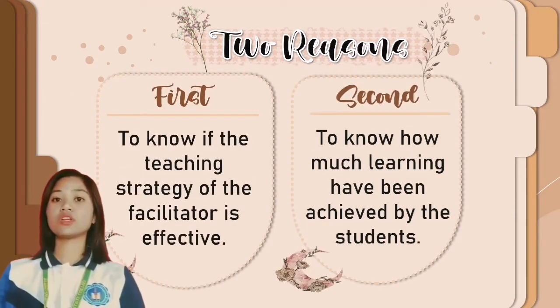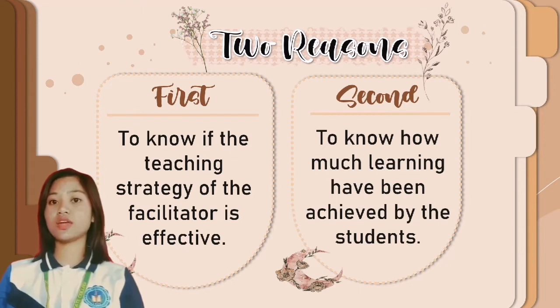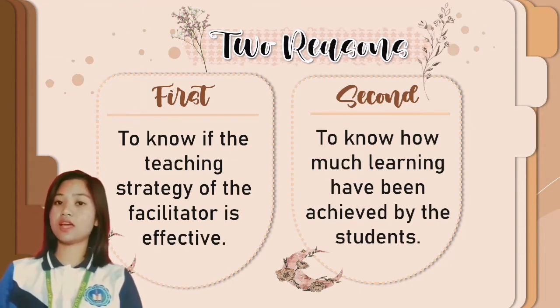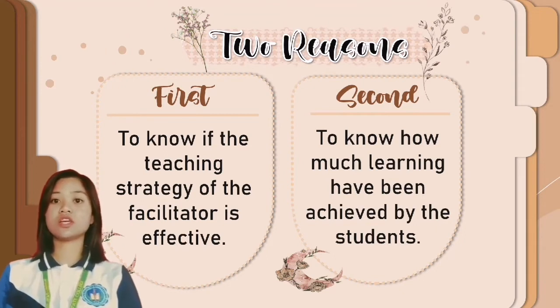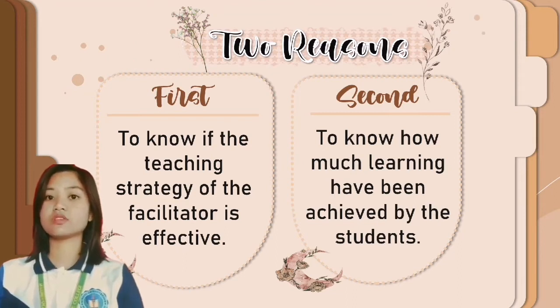So there are two reasons why there is student learning outcomes. So first is to know if the teaching strategy of the facilitator is effective. So malalaman kung effective ba at madaling maintindihan ng learners yung strategy na ginamit nung teacher or nung facilitator. So malalaman ito depende sa performance ng learners.